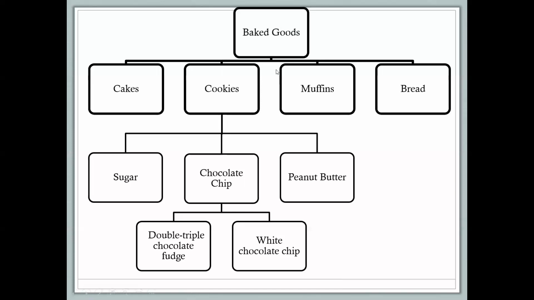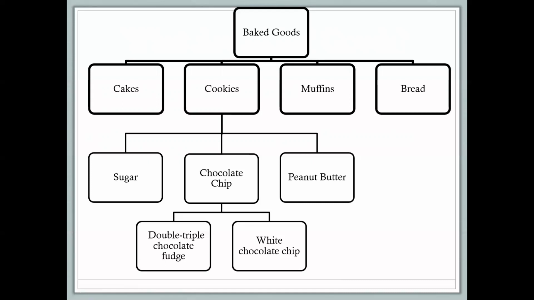So if we go back here, well, we can see, how is a cookie different than a cake? Well, it's the proportion of the amount of egg that you put in. It's the proportion of the flour. It's the way that you mix it that's going to make it different than a cake. It's the shape that you put it in is going to make a cookie different than a cake.